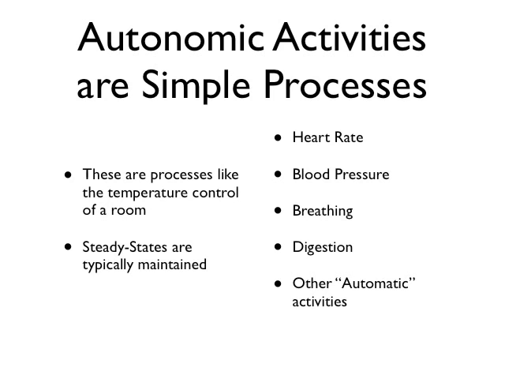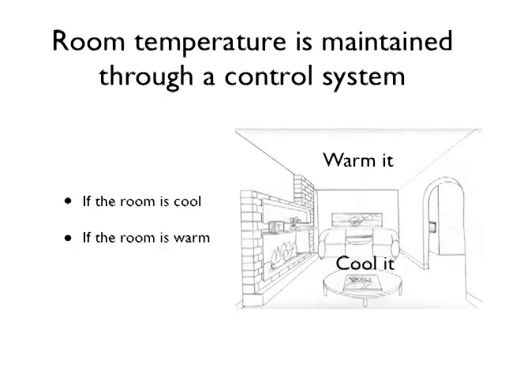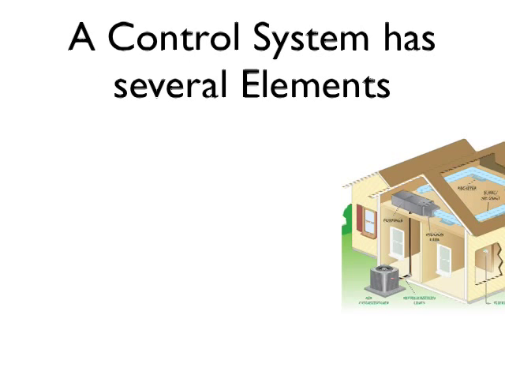Now, just think through this entire process with me for a moment. Room temperature is maintained through a control system, right? If the room is too cool, what are you going to do? You're going to warm it up, right? If the room is too warm, you're going to cool it down. It's as simple as that. And that's really how your autonomic nervous system is functioning in that simple way. The control systems that help us keep the room temperature the same, right?